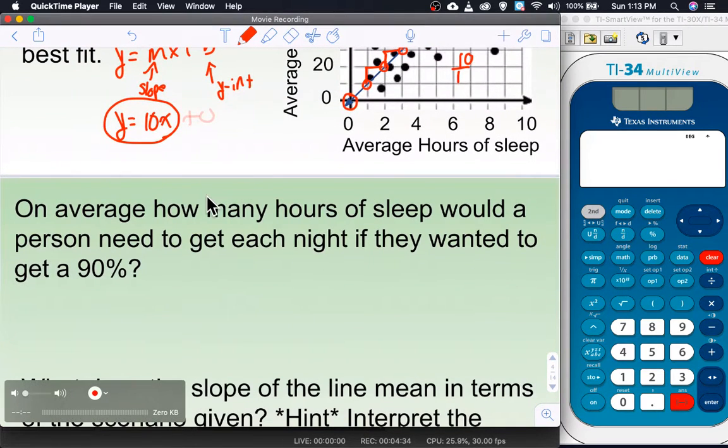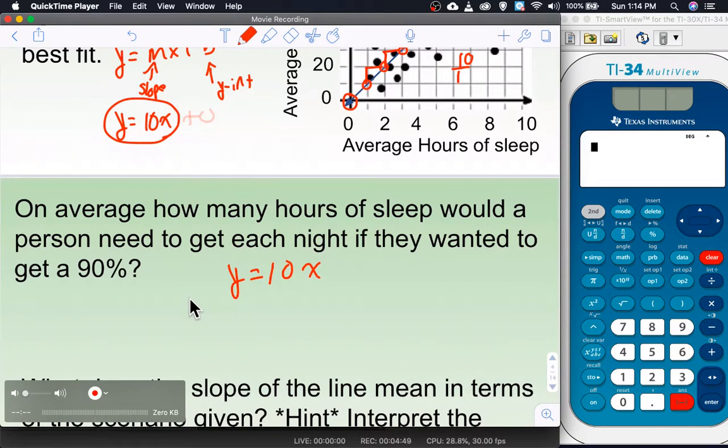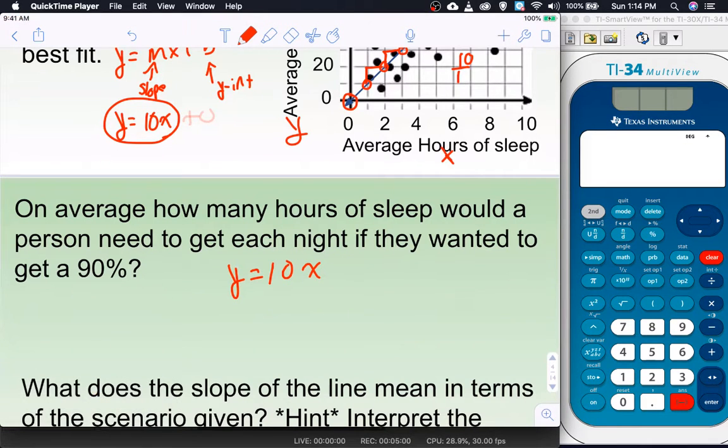On average, how many hours of sleep would a person need to get each night if they wanted to get a 90%? Well, now that we have our equation, this is pretty easy. Now, we could answer this from the graph, but with an equation, check this out. I'm going to plug 90% in for the percent variable. Now, sleep is my x variable, and the grade is my y variable. So I'm going to plug 90% in for my grade variable, the y.